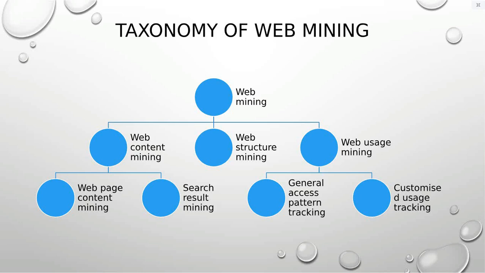So this is the taxonomy of web mining. Right at the top, we have web mining. Under web mining, we have web content mining. Under web content mining, we have web page content mining and search result mining. Then under web mining again, we've got web structure mining. Then we have web usage mining.